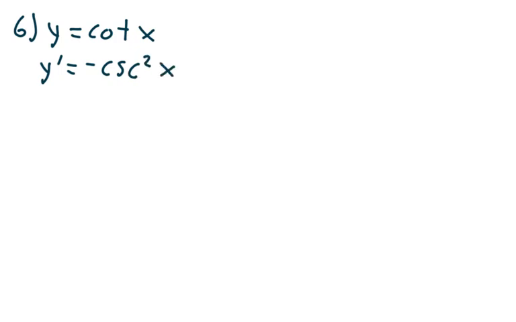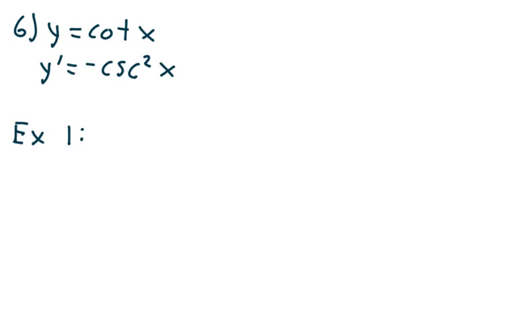And then lastly, number 6, if y equals cotangent x, then y prime will be negative cosecant squared x. Gotta know those basic derivatives before we embark on any type of example. It's just too important. And with that in mind, I want to take a moment and do some examples from section 3.3.